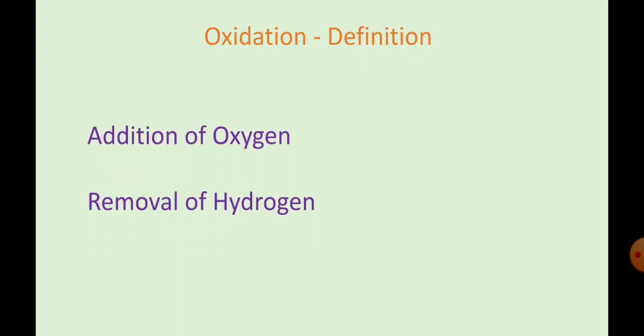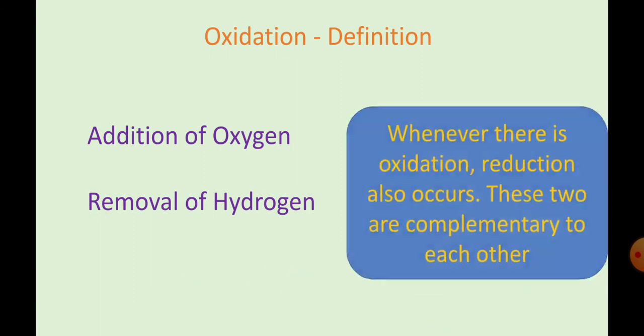It is given here. Oxidation can be defined in two different ways. We can say either addition of oxygen. If you are adding oxygen to a compound, it can be called oxidation. Otherwise, if you remove hydrogen from a compound, it can also be called oxidation. So these are the two processes which can be called oxidation. What are they? Addition of oxygen or removal of hydrogen. Tell me one more time, what is oxidation? Addition of oxygen or removal of hydrogen is called oxidation.